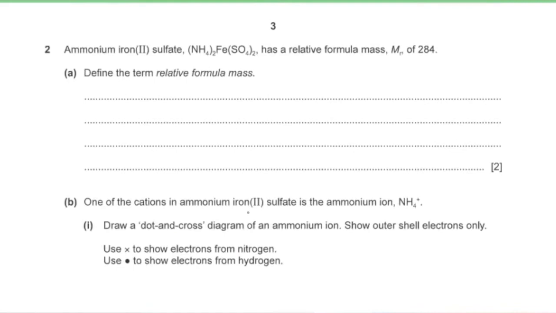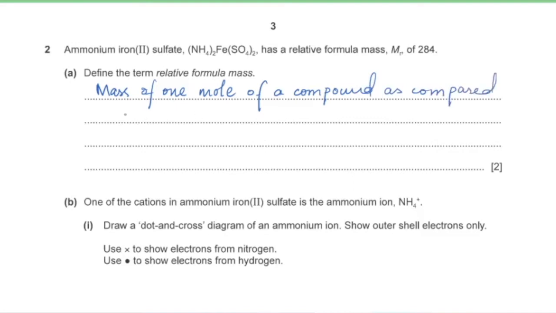Question number 2, ammonium iron 2 sulfate has a relative formula mass of 284. Define the term relative formula mass. So this is mass of 1 mole of a compound as compared to 1/12 of 1 mole of carbon 12.